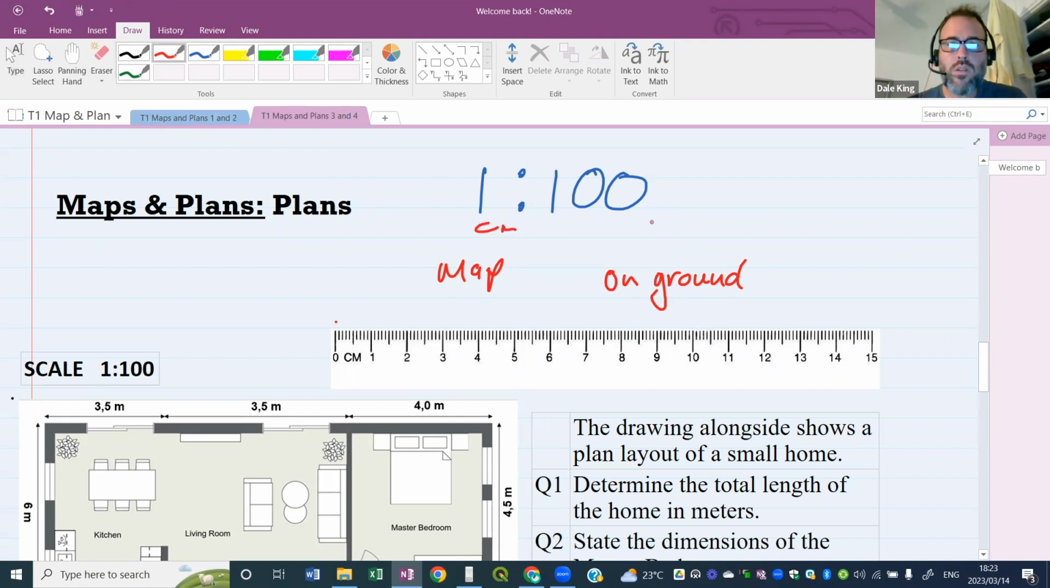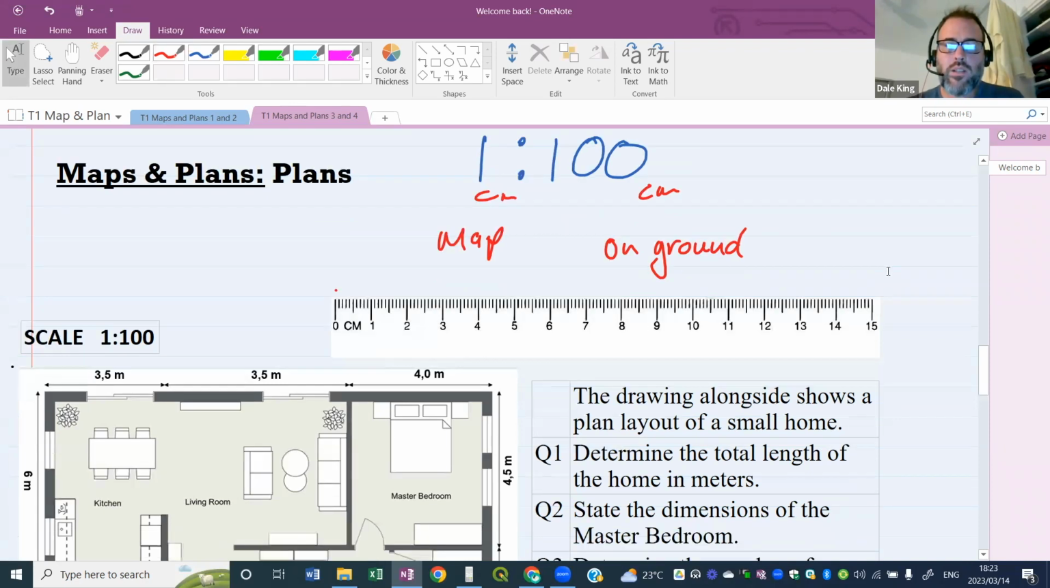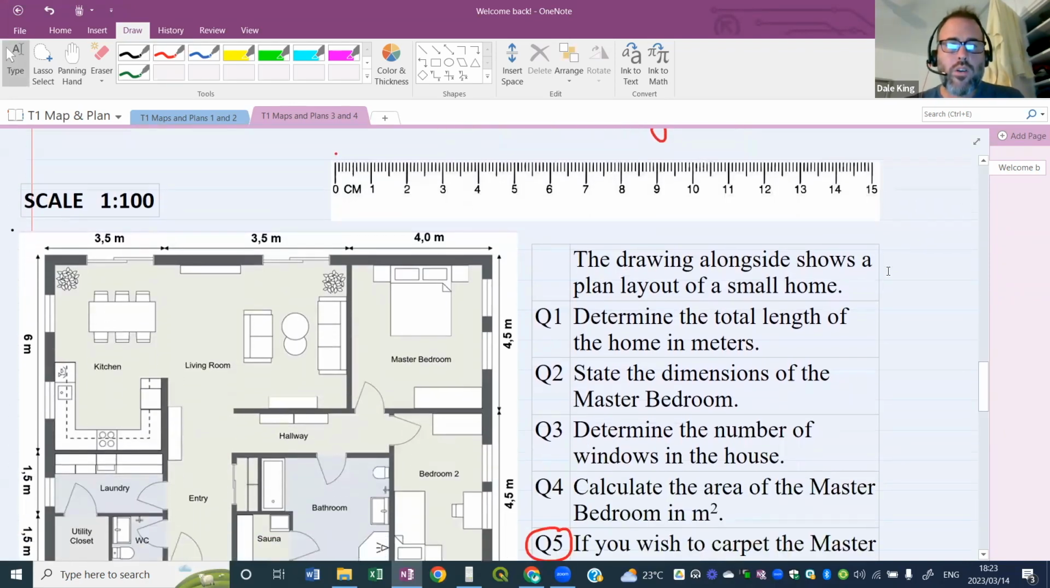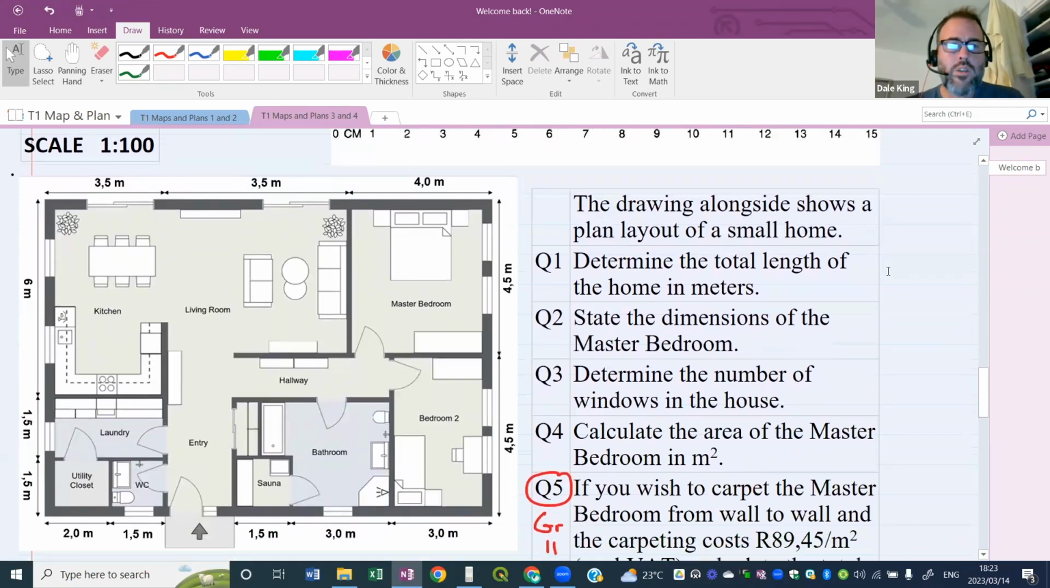Okay, so I'm going to use centimeters because I've got a ruler with centimeters. And then once we get the ground centimeters, we can convert them to meters. All right, I hope everyone understands this. Okay. All right, let's have a look at the questions. Now you guys are going to do these ones. So I'll help you with understanding the question, but you're going to do the work.